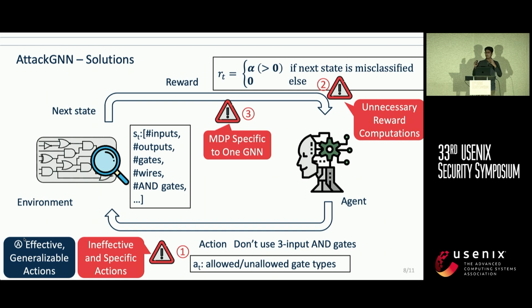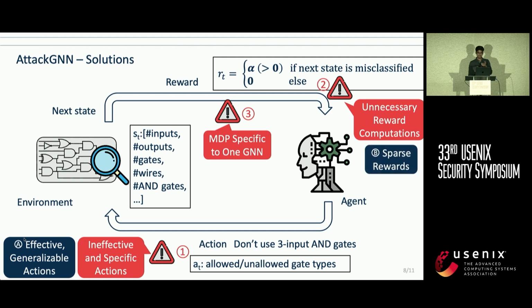So essentially, instead of having these circuit transformation commands as actions, we have these allowed or not allowed gate types as actions. And what we observed was that this definitely increases the structural diversity that we need to create sufficient perturbations. So that's the first solution.